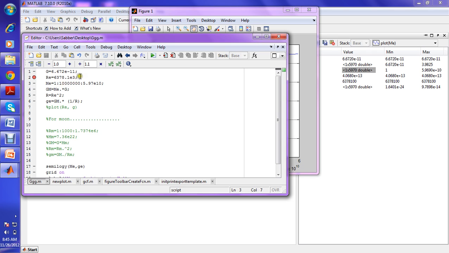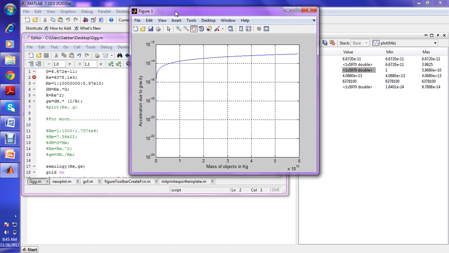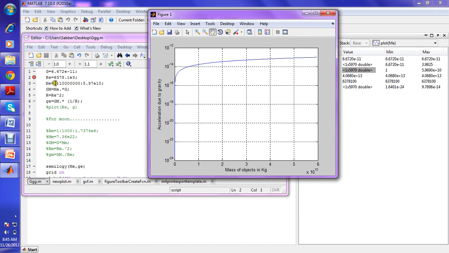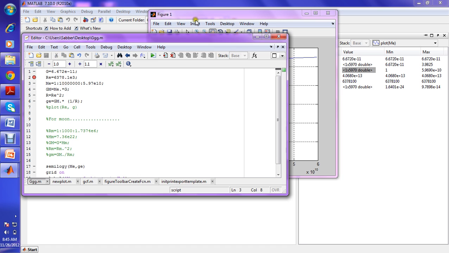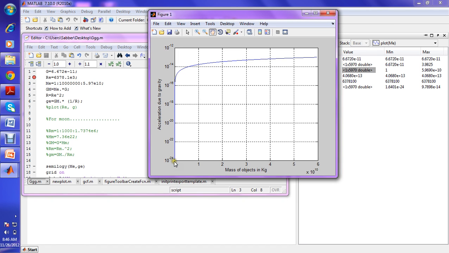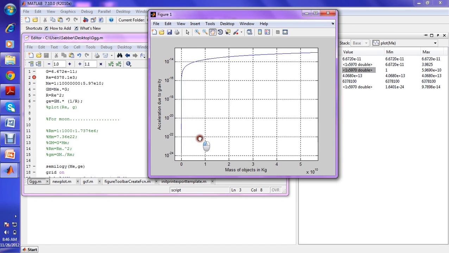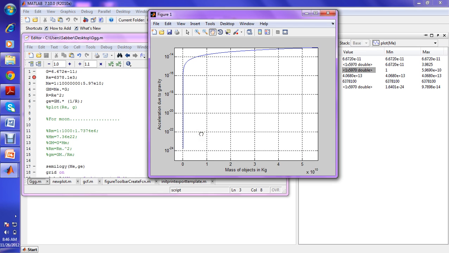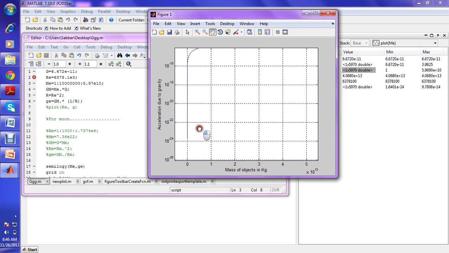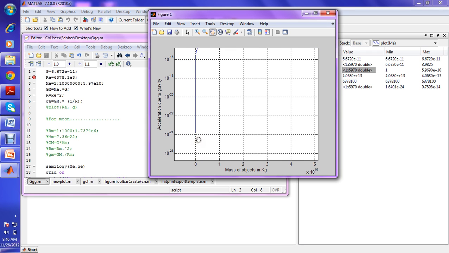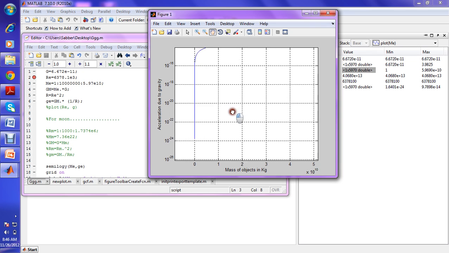So it is very low density. What is the acceleration due to gravity on that object's surface? It's about 10 to the power 24. It's very low. But it is very clear that the acceleration due to gravity also depends upon the density of the object, and the radius or the distance from the center of that object.